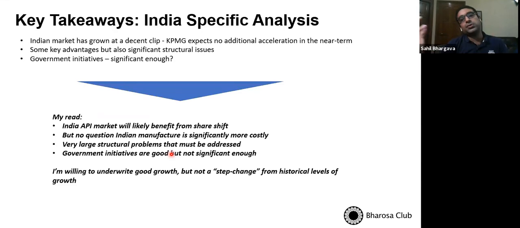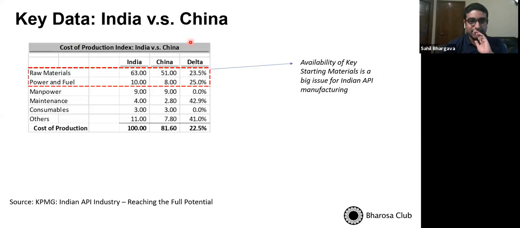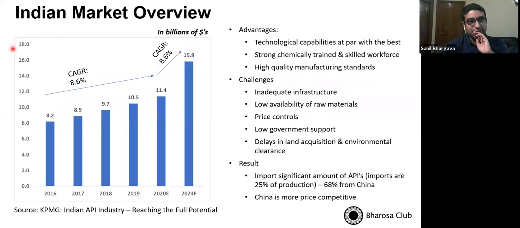Okay, so what do we learn from the India-specific analysis? So one thing is the Indian market has grown at a decent clip. So if we go back here and see this chart, this is the Indian API market. So we can see that from 2016 to 2020, it's grown at an 8.6% average annual growth rate. And KPMG's report is projecting that it's going to continue growing at that 8.6% CAGR for the next 4 years.